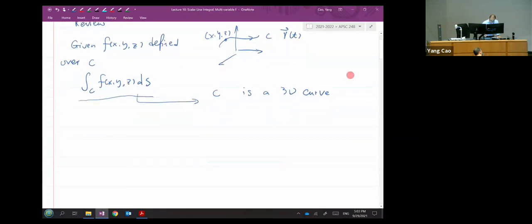In the derivation of this scalar line integral, we mentioned that you could consider the f here as a density function, and then the result gives you the total mass of this thin wire. That's one application of the scalar line integral. Now let's look at the 2D case. If I have a 2D case, how can I interpret this? In 2D, it basically means the C is in the XY plane.